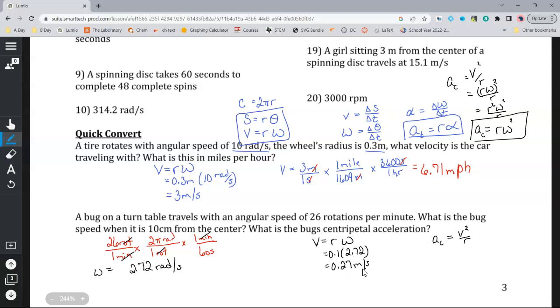But let's go down here. We just found v, so we're going to square it and divide it by that 0.1. So I've got 0.27 squared over 0.1. So that is going to give me 0.74 meters per second squared.